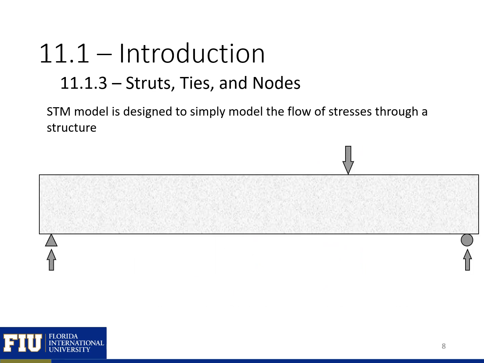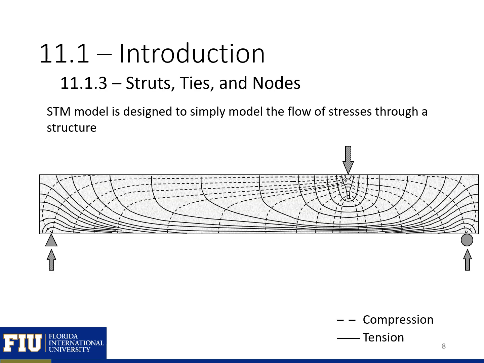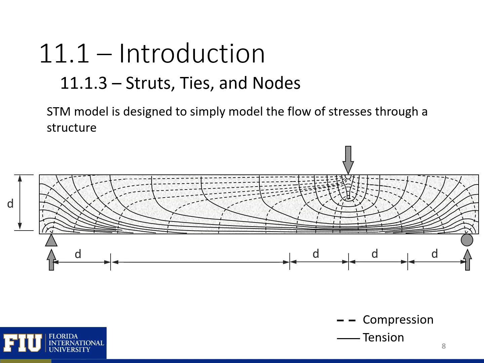Here we'll look at our simply supported beam with our point load again. When we apply the load, we'll get this distribution of our principal compression and tension stresses through the section. A distance d away from our supports or our load point will have D regions, and the rest of the beam will be a B region here.